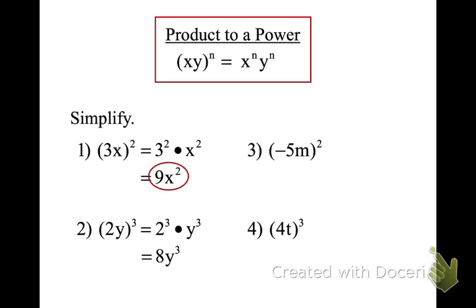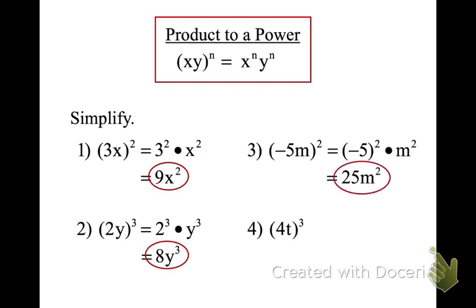Now, we're going to square the negative, we're squaring the 5, and we're squaring the m. So negative 5 squared and m squared. So that negative does get squared because it's inside the parenthesis. Is positive 25. Remember, a negative times a negative makes a positive. 4 to the third and t to the third. 4 to the third is 4 times 4 is 16 times 4 is 64. T to the third.